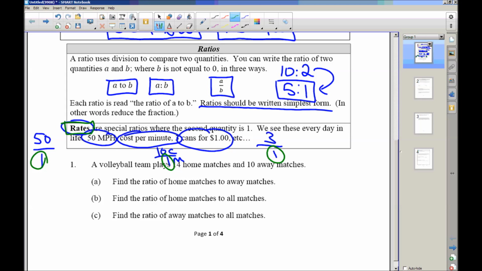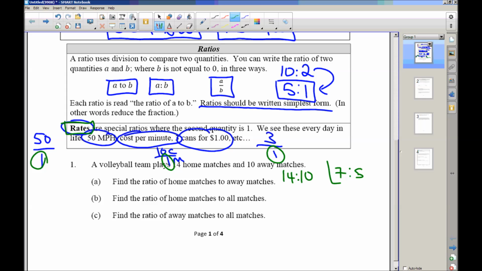Okay. All right, number 1, a volleyball team plays 14 home matches and 10 away matches. We're going to write 3 ratios, parts A, B, and C. Find the ratio of home matches to away matches. Our home matches are 14, and our away matches are 10, but we need to reduce this. So this reduces to 7 to 5.